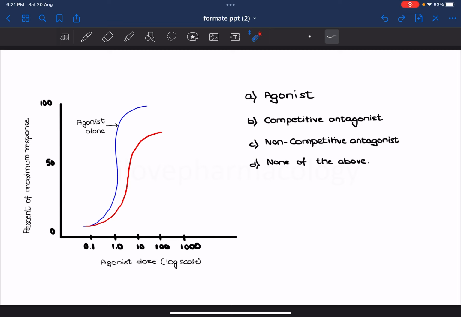So this image represents the example for non-competitive antagonist, where whenever you use an antagonist along with the agonist, if the antagonist is non-competitive in nature, you will not be able to overcome the antagonistic activity by increasing the dose of the agonist. So that's why the response has been decreased. The efficacy has decreased. Please remember, this image is the classical example for non-competitive antagonism.